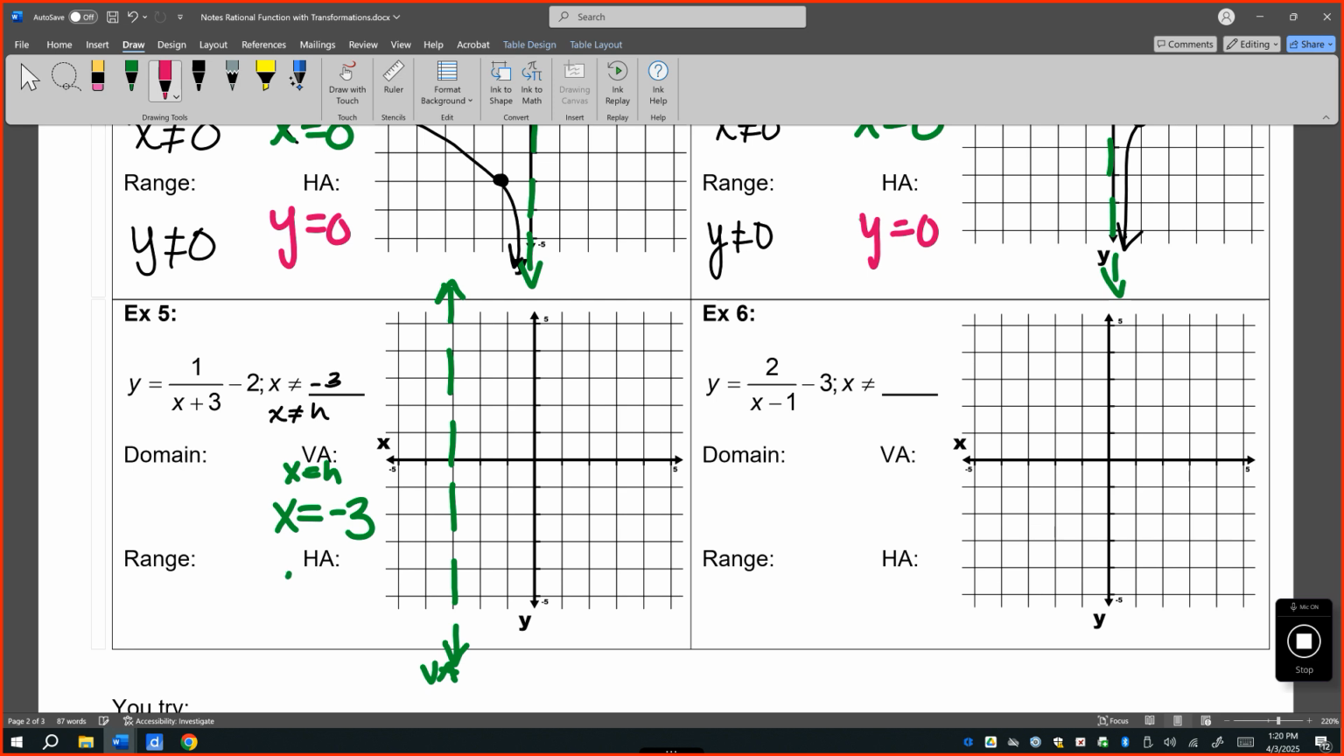And my horizontal asymptote is at y equals k. Well, k is -2. So that'll be at y equals -2. Okay, this is my HA.